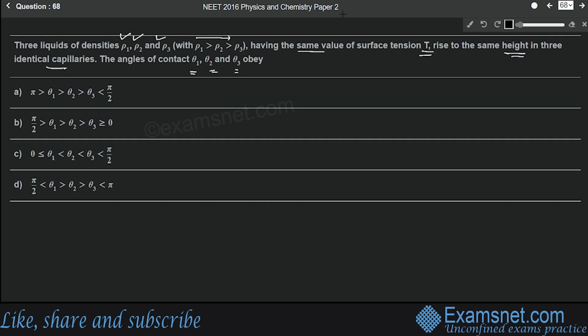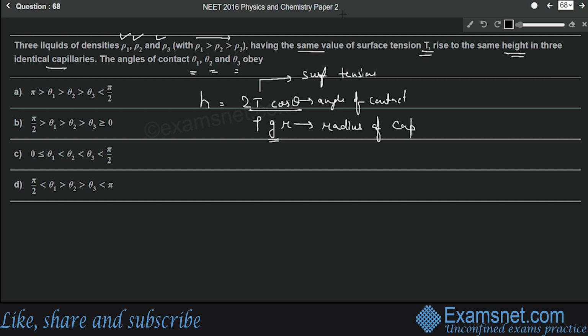Now we know that the rise of a liquid in a capillary tube, that is h, is equal to 2T cos theta upon rho g r. Okay, h is the height to which the liquid rises in the capillary tube. T is the surface tension. Theta is the angle of contact. Rho is the density that is given in the question. g is acceleration due to gravity that remains constant, and r is the radius of the capillary tube.